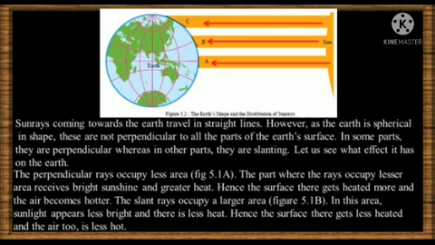The perpendicular rays occupy less area. The part where the rays occupy lesser area receives bright sunshine and greater heat. Hence, the surface here gets heated more and the air becomes hotter. The slanting rays occupy a larger area. In this area, sunlight appears less bright and there is less heat. Hence, the surface there gets heated less and the air too is less hot.